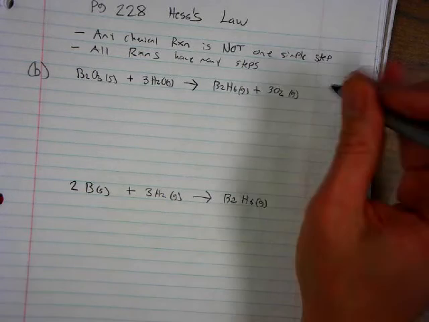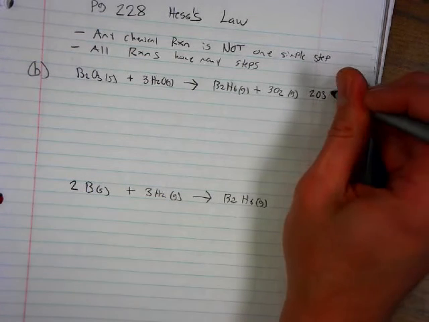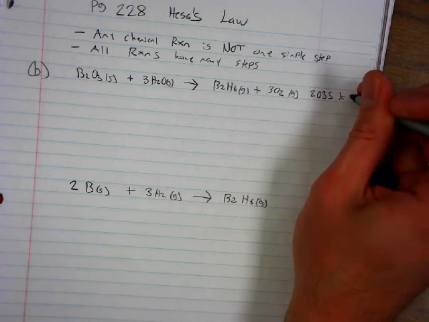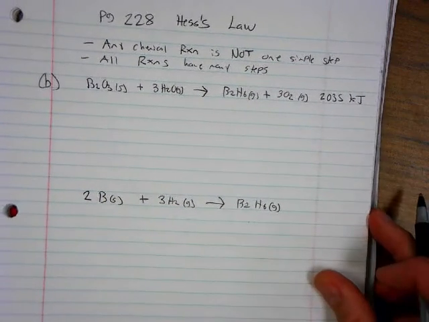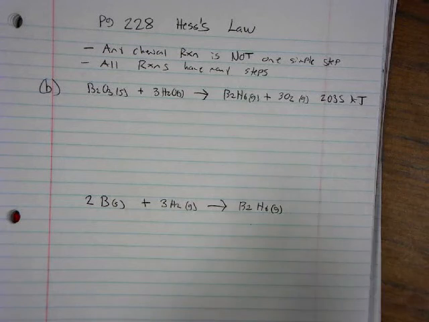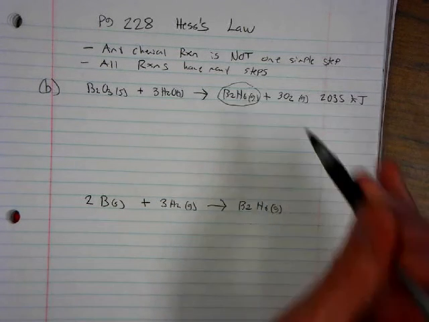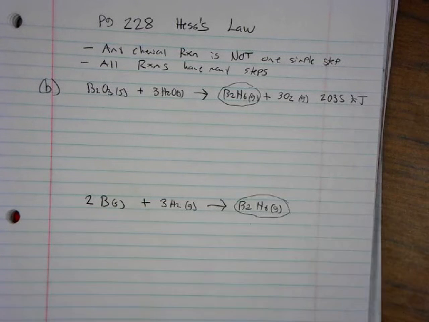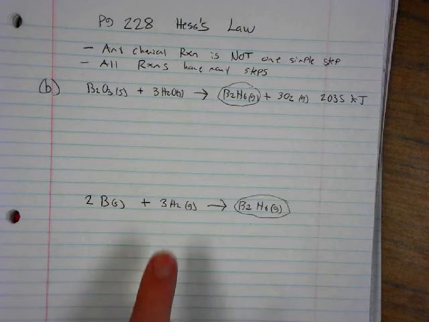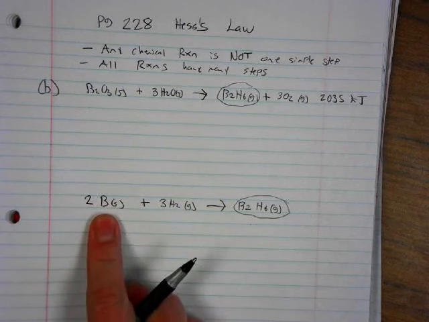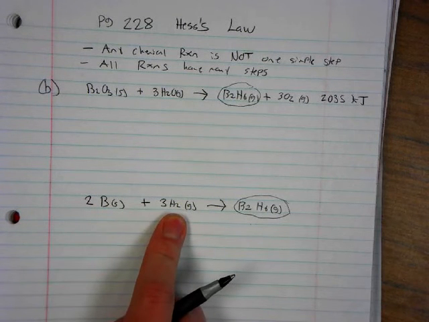3O2 gas. And because I flipped the equation, guess what I have to do to the delta H associated with it? Flip it. So instead of negative 2035, it is now positive 2035 kilojoules. So I flip the equation, I flip the sign. I am now going to circle my B2H6 here and my B2H6 there to know that that's done. One done.